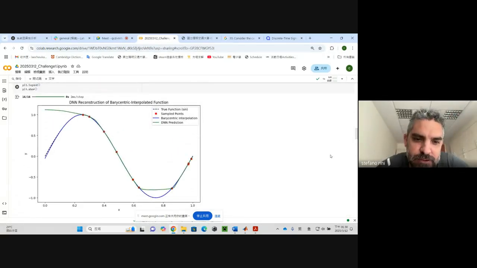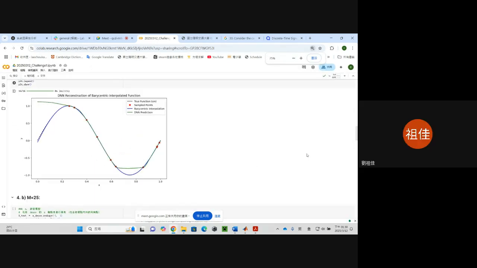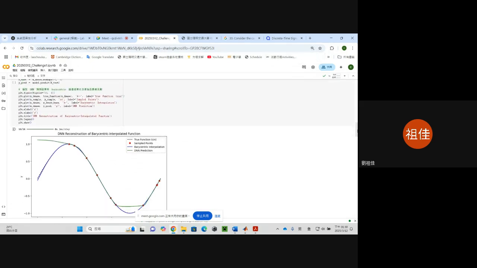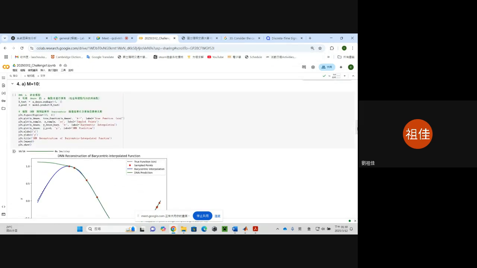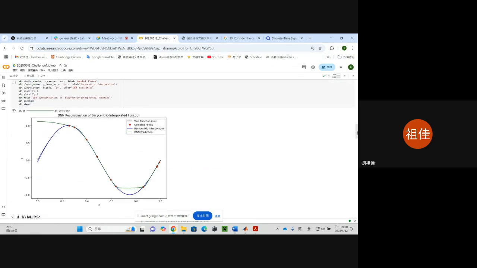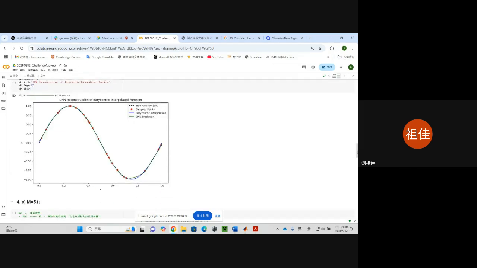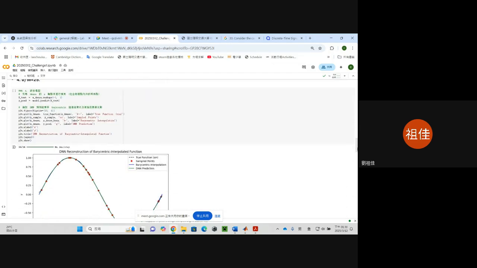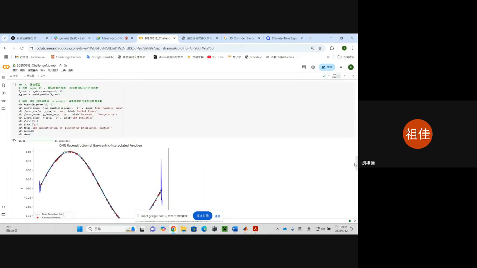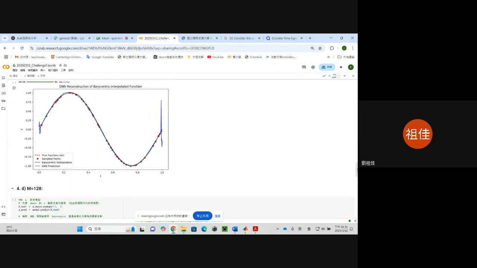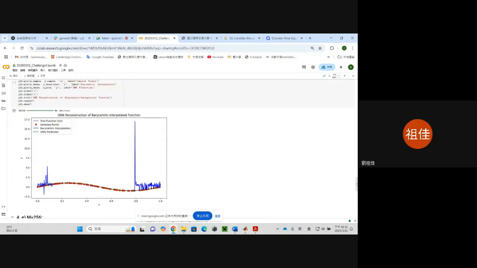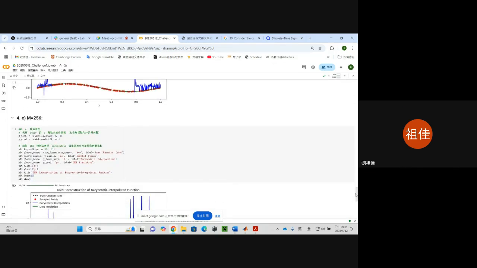So you have the true function. The barycentric interpolation uses only the red points, or also other points? Only the red points, right? I use the sample points for training the DNN. Good. So that's the result. And okay, I just have this figure. So M is good at 25. So 51. And then you see, very good, very good. Then you see that it becomes unstable. Very good. And 256.